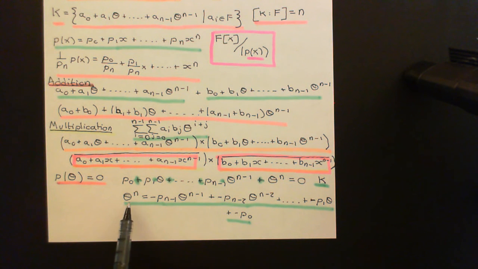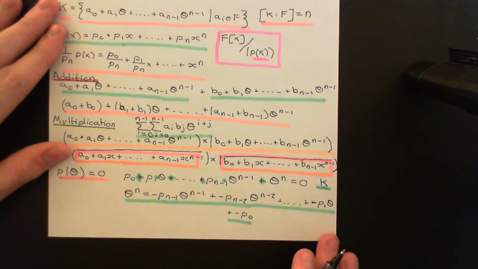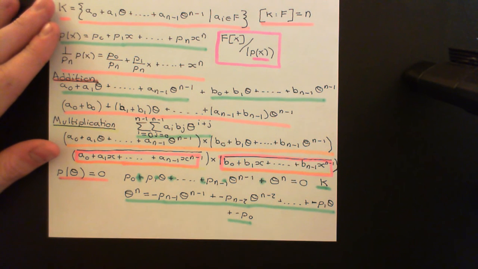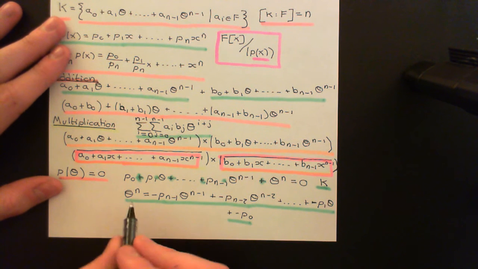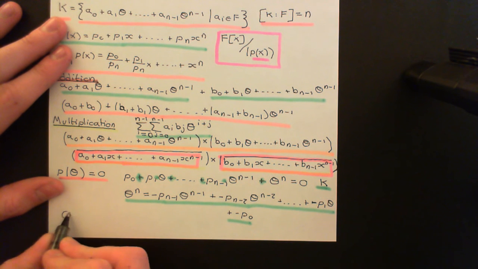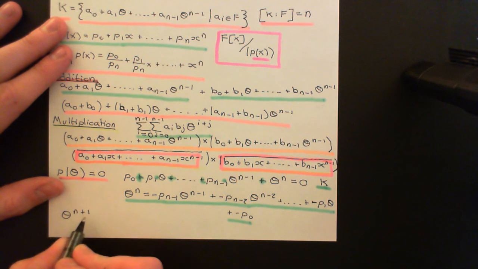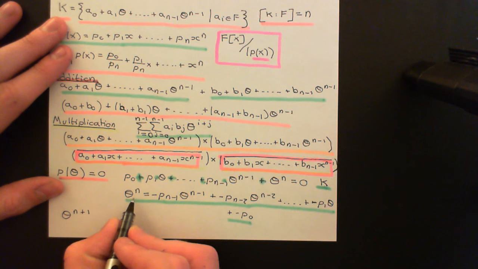So I can now deal with theta to the power of n. I can now write theta to the power of n as a linear combination of these lower powers of theta. Okay, so that's excellent. Now what I need to do is even higher powers of theta. Now how does this work? Well, what I can do is consider theta to the power of n plus 1, that's just theta to the power of n times theta.